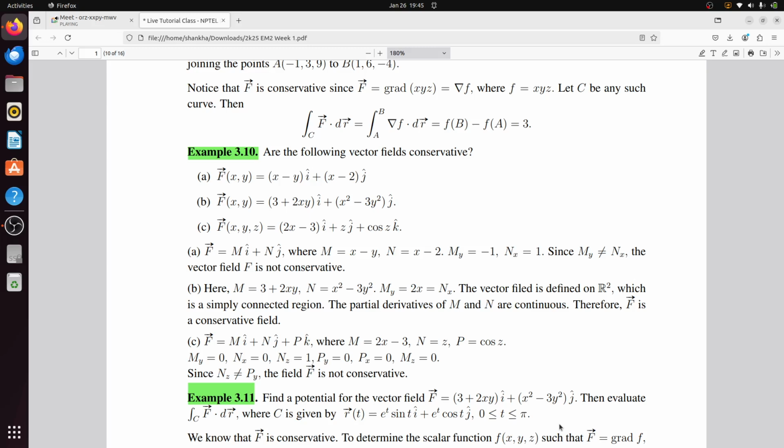We have to find small f. Here the notation used is small f, but try to use the notation phi, because it is a universal notation, small phi.